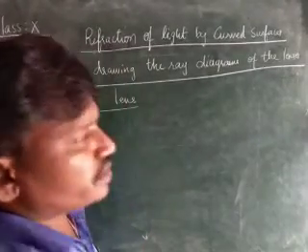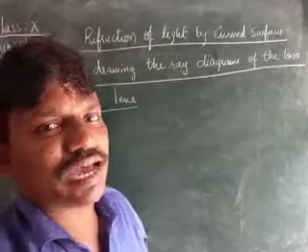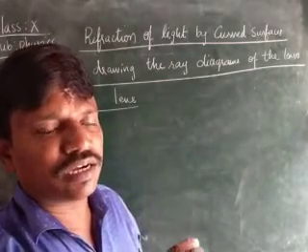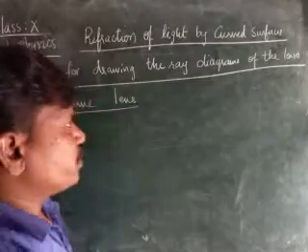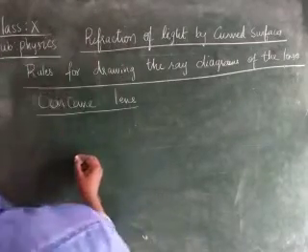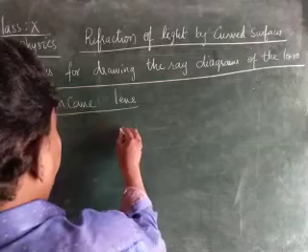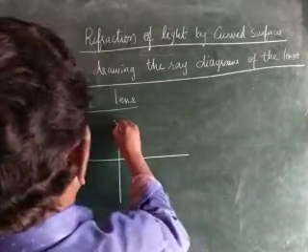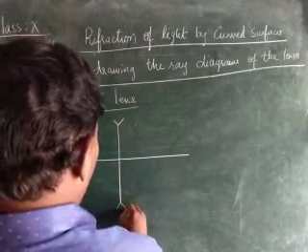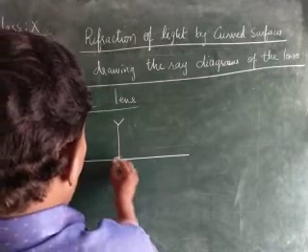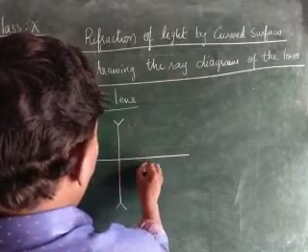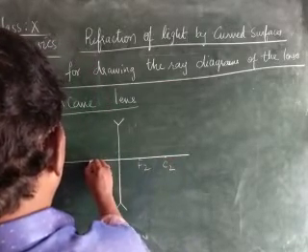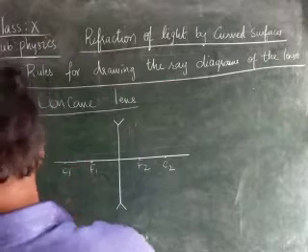What is the third rule, children? When a light ray passes parallel to the principal axis, after refraction, it converges at the focal point. Okay, children. You already know the rule, therefore here I am only drawing the figure, children. F2, C2, F1, C1.